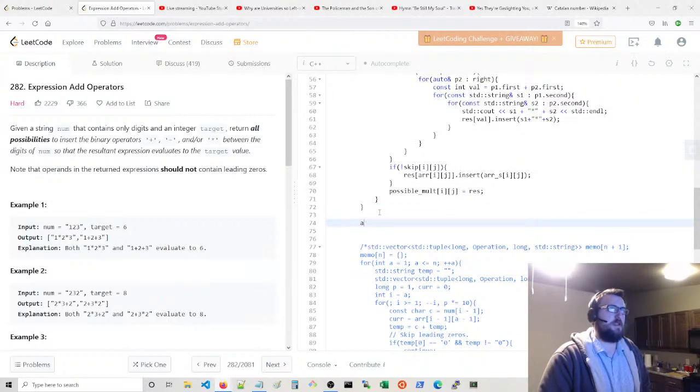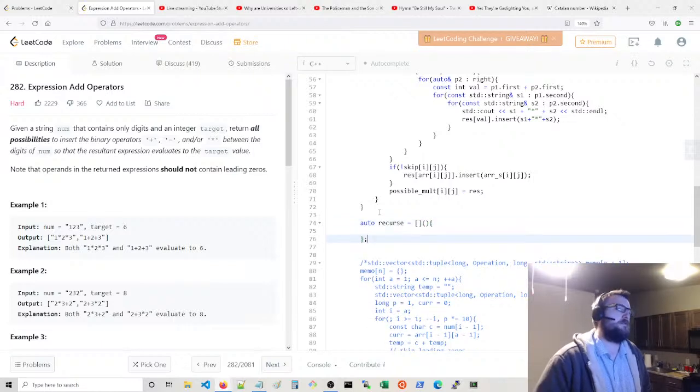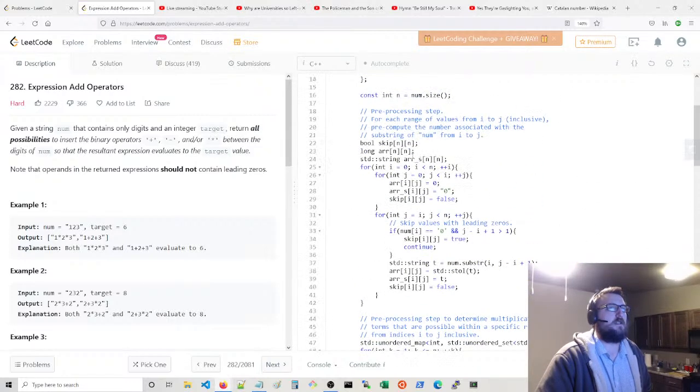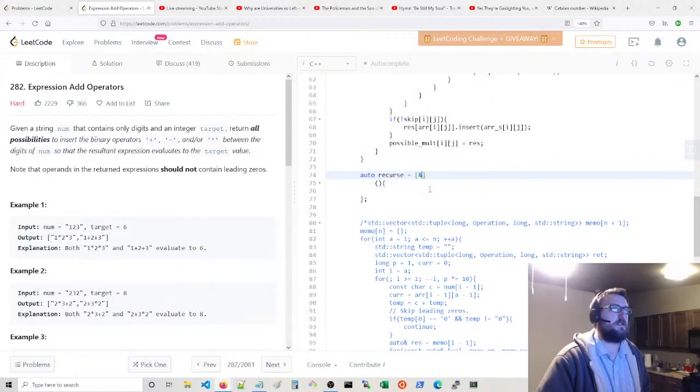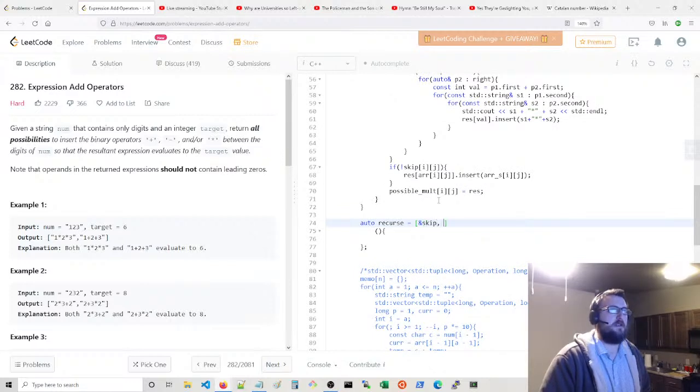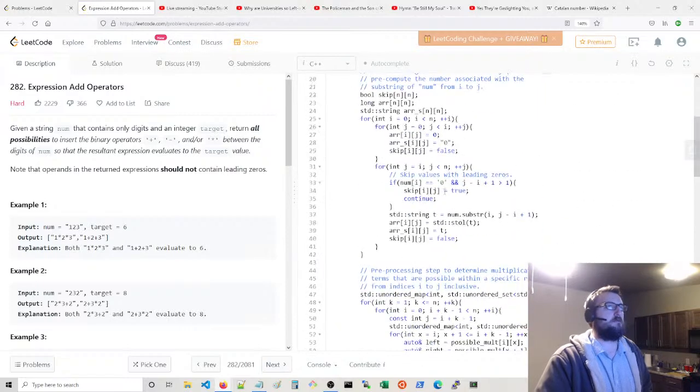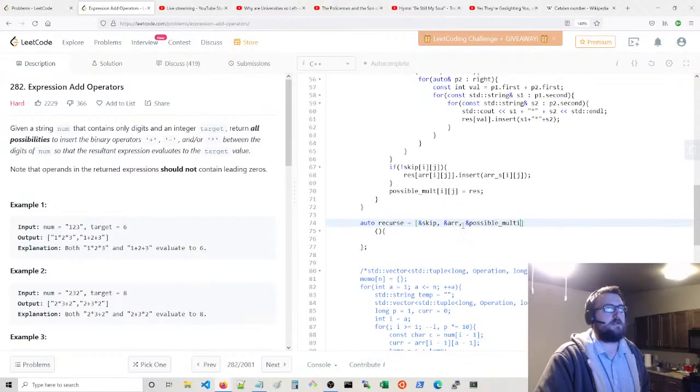Alrighty, so we'll say just recurse. It's not really a DFS anymore, it's just recursion. This probably could be converted to a DP also relatively easily. I'm not sure, maybe, but I don't know. So we have all these things that we want to provide as context. We have the skip, we have the result array, we have possible multi, all these things I think we'll end up using, possibly using array S.